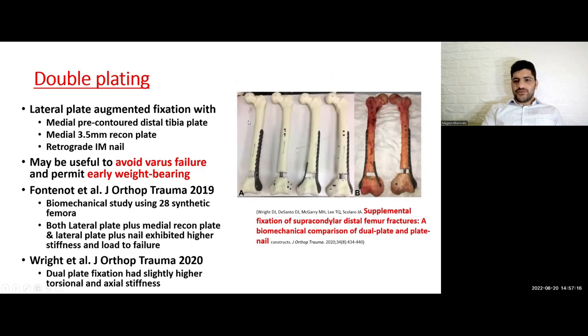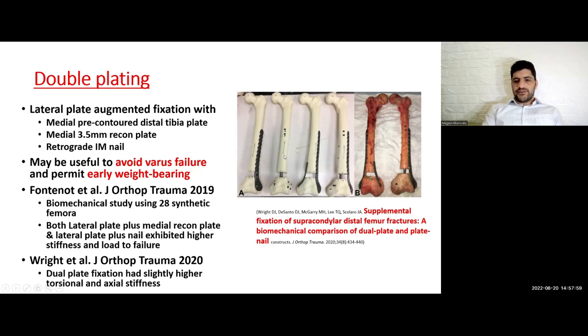This is another question which is more advanced. Now, the AO Association recommends double plating, a long lateral plate and a short medial plate, because they think that a single lateral plate is not suitable to restore the mechanical axis or anatomical axis, because the mechanical axis is passing medial to the blade. The mechanical axis is passing here, so it is away from the blade. So they want to use this one.